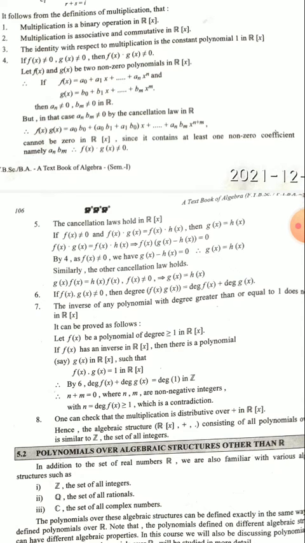If f of x is not equal to 0 and f of x into g of x is equal to f of x into h of x, then g of x is equal to h of x. So the cancellation law holds in multiplication of numbers, and similarly here the cancellation law holds in multiplication of polynomials also. If f of x is not equal to 0, and if we have the equality f of x into g of x equal to f of x into h of x, then f of x will get cancelled, and what we get is g of x equal to h of x.